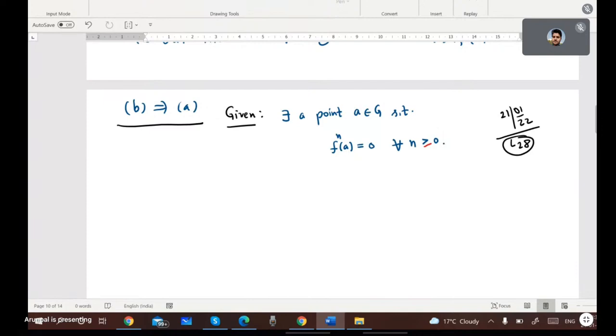Yes, sir. In class, what are we to show? We are to show that f is identically equal to 0 on G. That is, we are to show that the value of f is 0 for all z in G. I'm writing this because someone of you yesterday was asking, sir, what is the meaning of identically equal? So this is the meaning. So let's start, class.